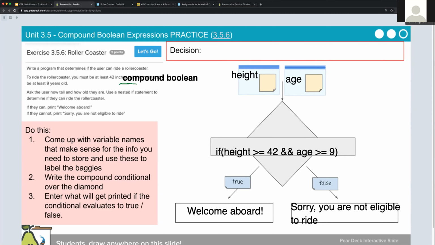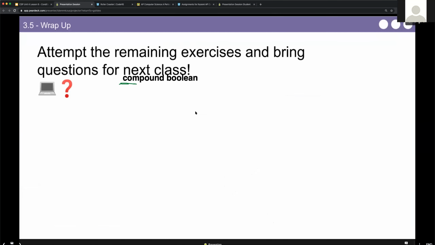So at least try 3.5.6. And if you have time, attempt the remaining exercises too and bring questions about those. But at least try that first one.